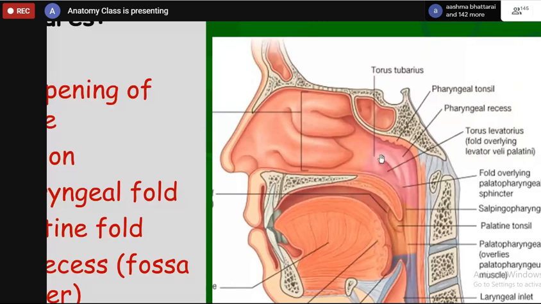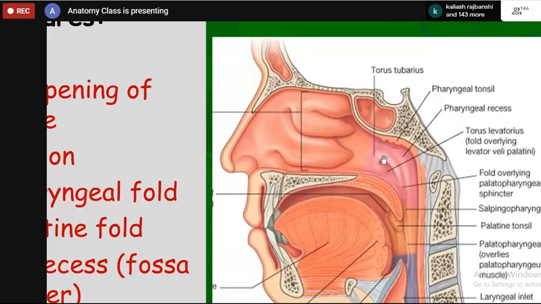And what is the main importance of the tubal elevation? The tubal elevation will provide a guide to the surgeon, because the surgeon has to pass the catheter. Now, in order to pass the catheter through the pharyngeal opening of the auditory tube, this tubal elevation will act as a guide.